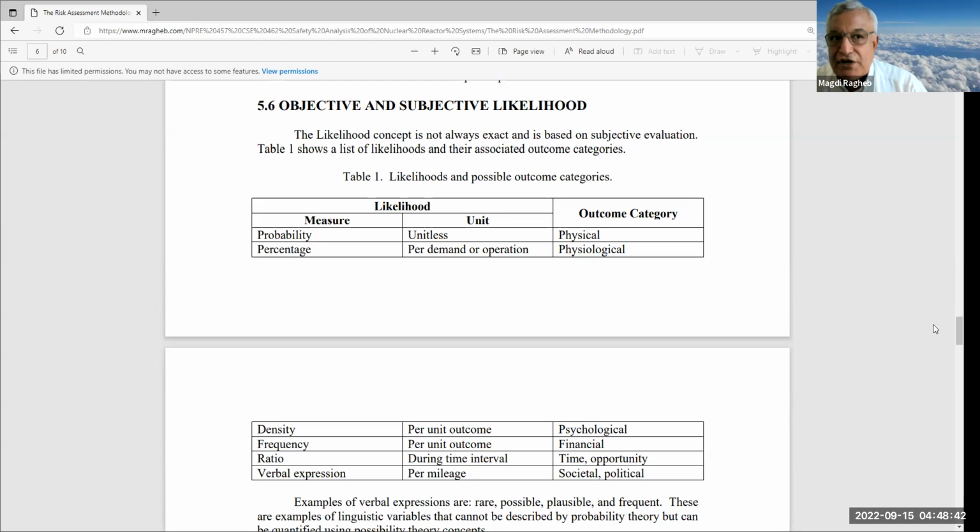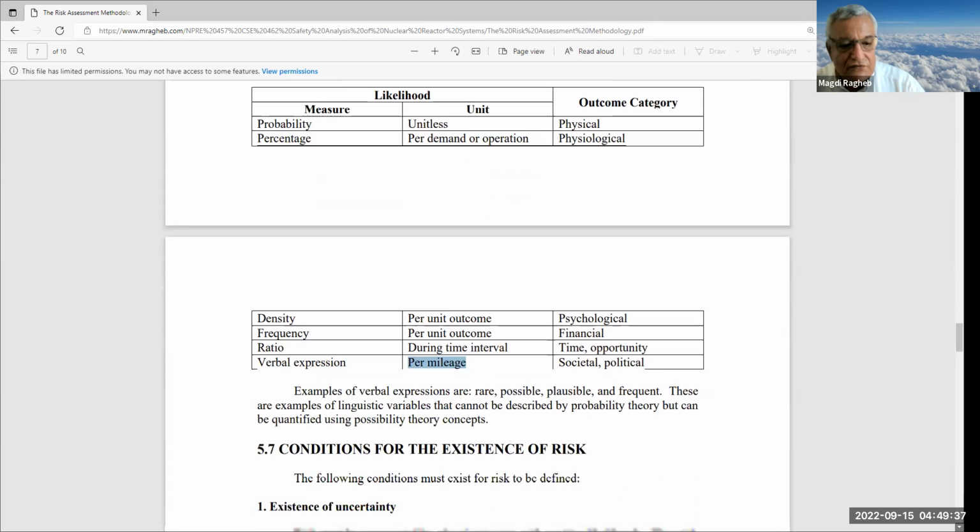what is the difference between objective and subjective likelihood? Likelihoods and possible outcome categories, you'll find that depending on the estimation as a probability, that's a measure. Please remember that probabilities have no units, they are unitless. Sometimes we use a percentage, and that becomes a way of estimating the likelihood or frequency per demand of our operation. We can estimate it per unit outcome. That's why we call this a probability density function, right? So it's a probability per outcome. The frequency is simply per unit outcome. Ratio is during a time interval. And we can simply use a verbal expression per mile traveled, for instance, the number of deaths from airplanes or cars per miles driven in society in general.